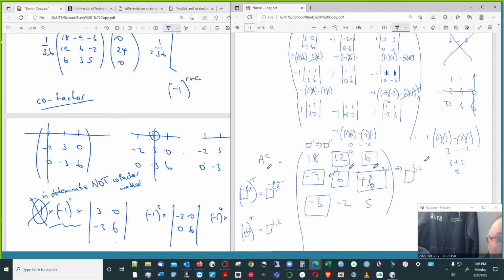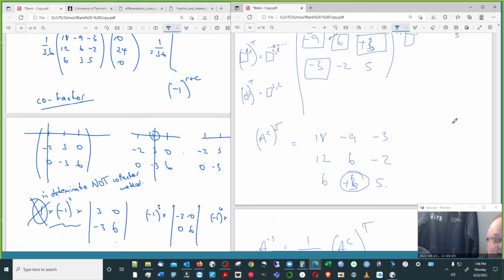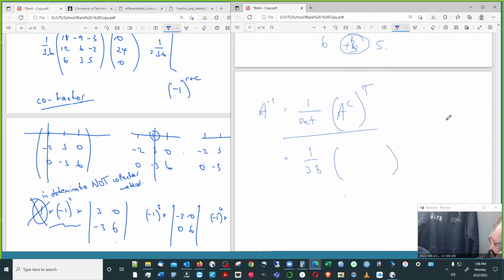That was the one I stopped doing it on. I did all the others and then I stopped doing it. The one I stopped doing it on, I made a mistake. Okay, so that's the cofactor method. It's doable, but it's a lot of work.